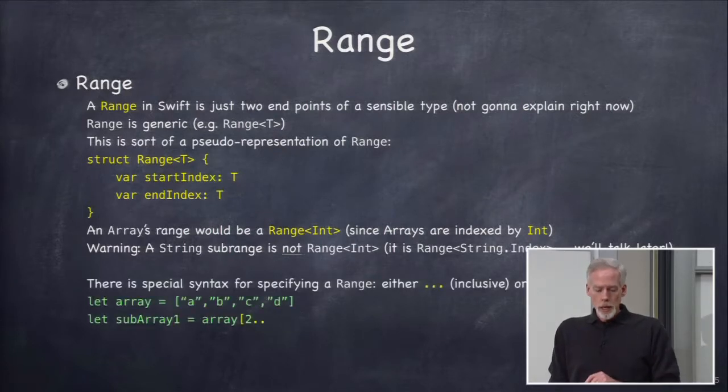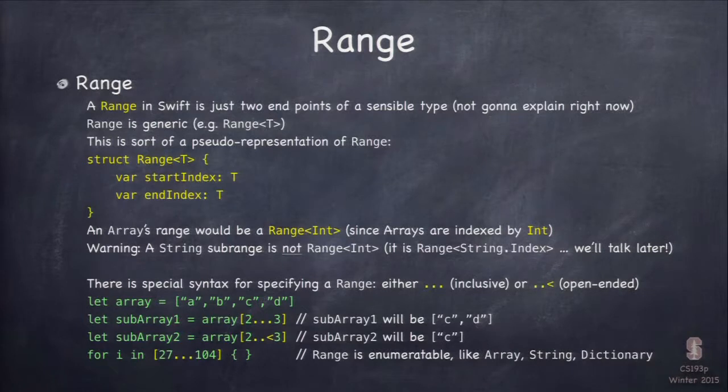Okay? So ranges, just like arrays and dictionaries, we don't usually say range angle bracket int equals something. We use this special syntax, and the special syntax is 3 dots or 2 dots and a less than sign. The 3 dots means a range from the first thing on the left of the dots to the other thing on the right of the dots. That's the start index and the end index, and it includes both the start and end. Whereas the other one, 2 dots and a less than, means it includes the first one, but it does not include the second one. So it's an open-ended range. Both of those kinds of ranges are common. So that's how we specify a range.